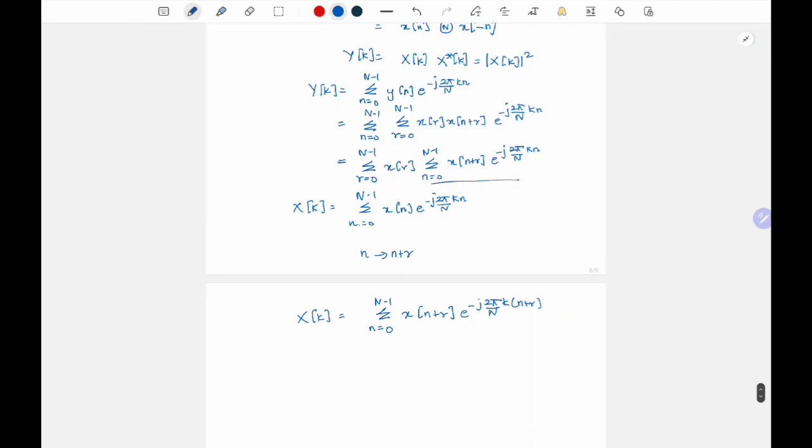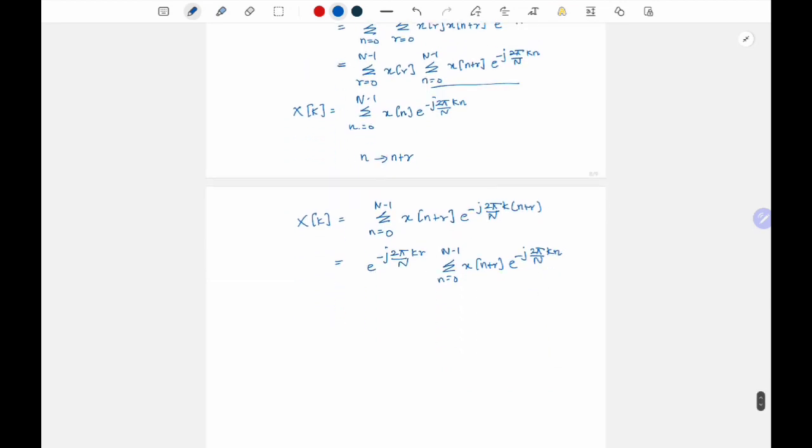But I want to get it in this form. So I have to remove this r out. So I'll have e power minus j 2 pi by n k r, summation n equal to 0 to n minus 1 x of n plus r e power minus j 2 pi by n into kn. Again, I have removed this r outside only because it is not affected by the summation. It is like a constant multiplier in the summation. So I have taken it out. Now I want this term, so I take this to the right hand side. So e power j 2 pi by n into kr is equal to summation n equal to 0 to n minus 1 x of n plus r e power minus j 2 pi by n into kn.